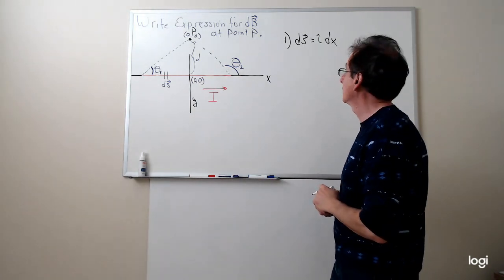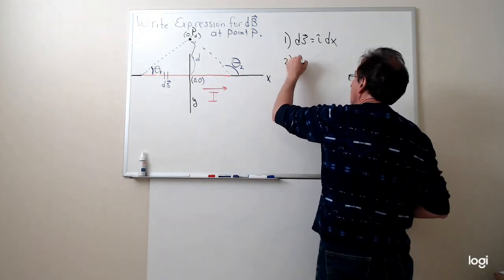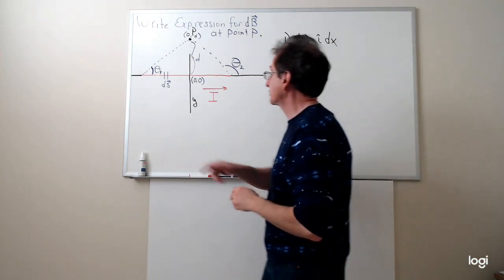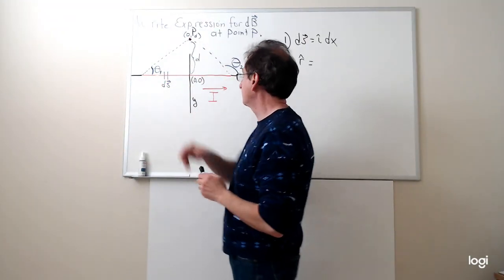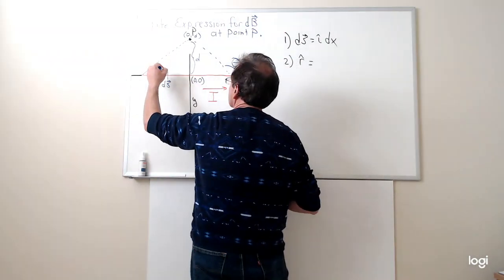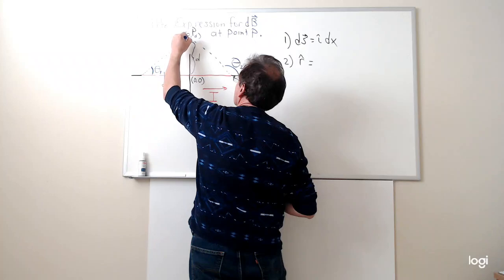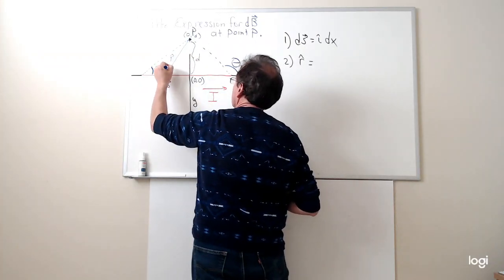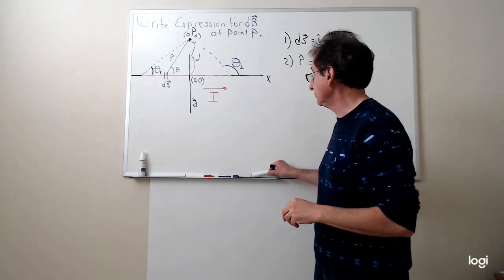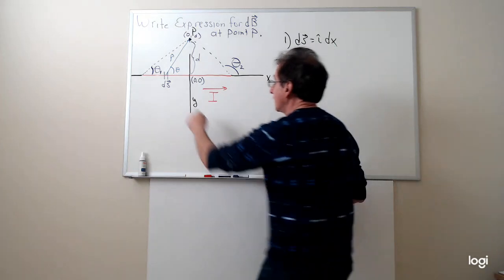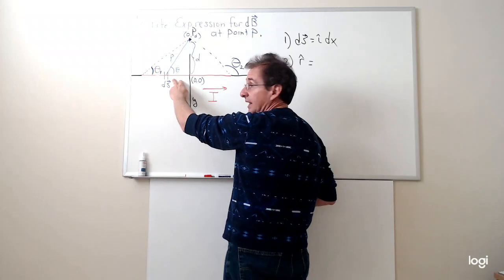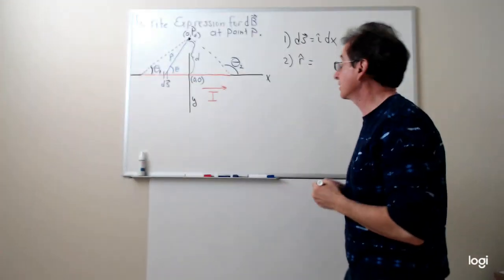My next step is to derive an expression for r hat. R hat, again, is the vector that goes from the source here to the point P. So let me draw that in, and I'm going to write it in terms of the angle theta. Well, the unit vector has a component this way and a component this way. The horizontal component is cosine theta, i hat. The vertical component is sine of theta, j hat.